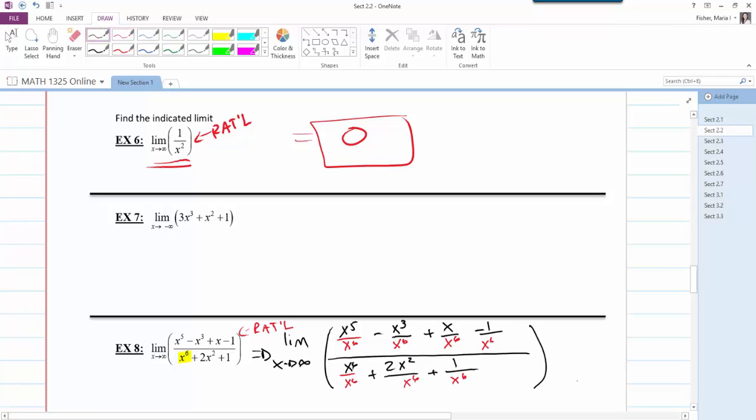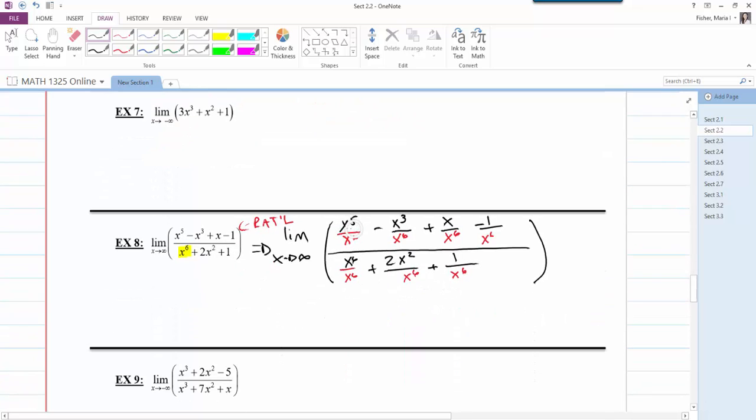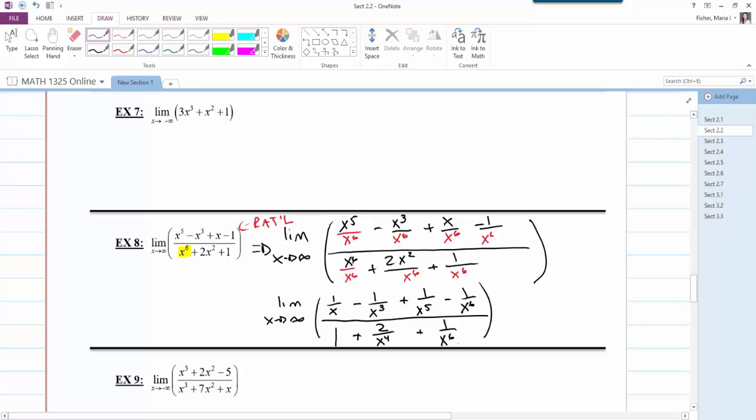And let's simplify this now. If I have x to the 5th over x to the 6th, that reduces to 1 over x. This becomes x cubed over x to the 6th, if I reduce it, 1 over x cubed. x over x to the 6th is 1 over x to the 5th. Minus 1 over x to the 6th, I can't reduce that. Over x to the 6th over x to the 6th is 1, plus 2x squared over x to the 6th is 2 over x to the 4th, plus 1 over x to the 6th, that can't be reduced.